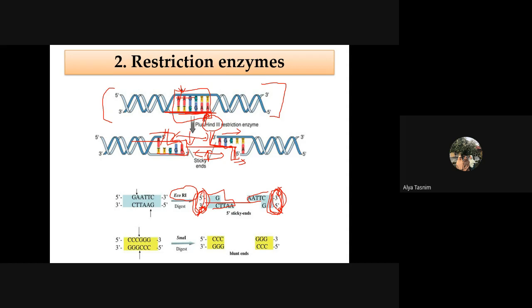Okay. So this one, SmaI, digest. The enzyme cuts in a straight manner and produces blunt ends. So this is the region where you insert the gene of interest.